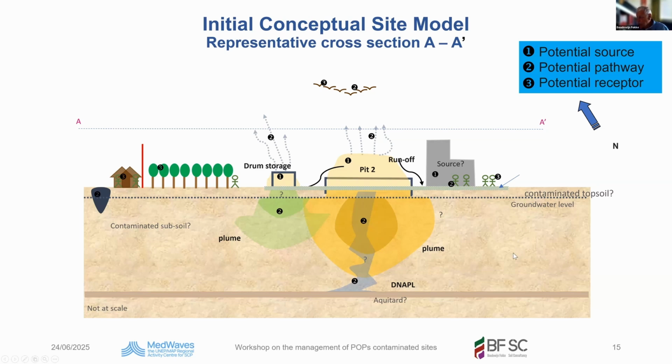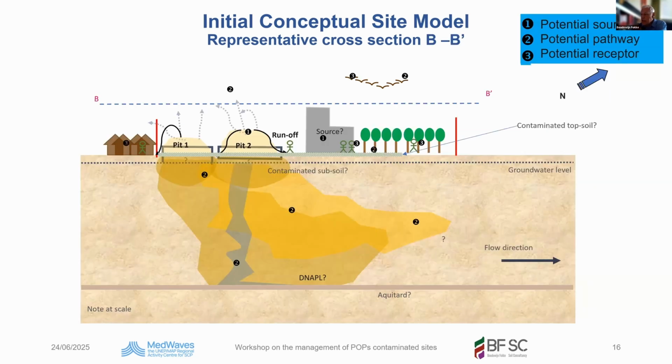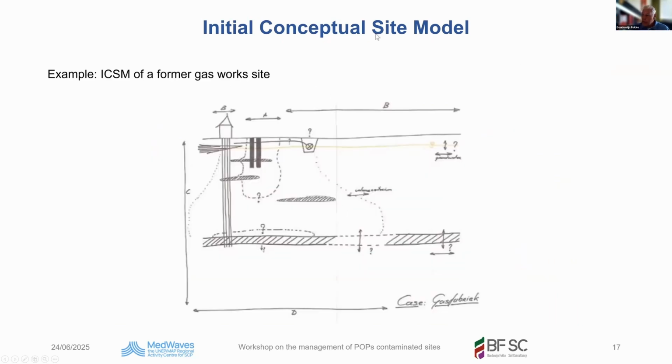So in this picture, I have tried to give my understanding of the on-site situation in relation to the contaminants on-site. So this is the transect in directions B1 and B, more or less the same way, but this is in direction of the flow of the groundwater. And this is what I expect. Here again, the DNAPL and then the plume. But this is also an initial conceptual site model.